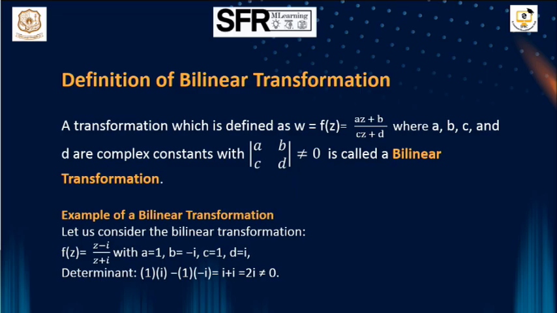For this, let us consider the example f of z equal to z minus i divided by z plus i, with a equal to 1, b equal to minus i, c equal to 1 and d equal to i. The determinant of this is calculated by 1 into i minus 1 into minus i, which is equal to 2i, and that value is not equal to 0. Therefore, this transformation f of z equal to z minus i divided by z plus i is called a bilinear transformation.